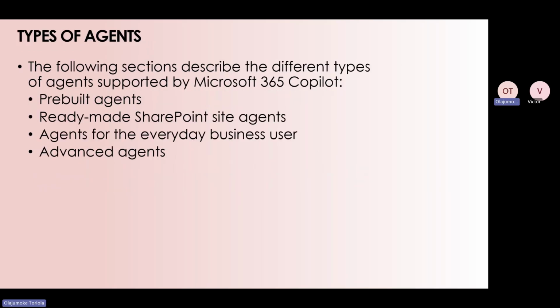So when we talk about the different types of agents, there are pre-built agents. Pre-built agents are agents that are either built by Microsoft or built by a Microsoft vendor which has been certified by Microsoft to be in their store. Then you have ready-made SharePoint site agents, and agents for everyday business use. And lastly, you also have advanced agents you can build.